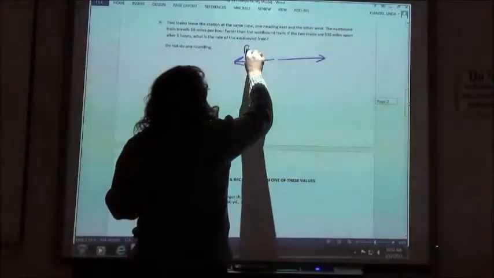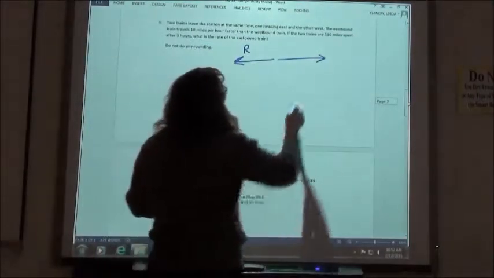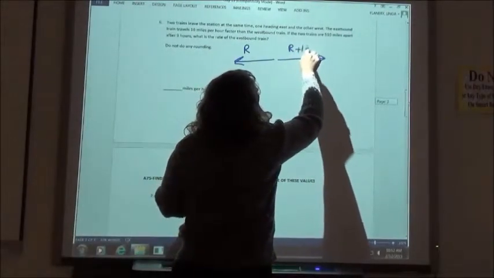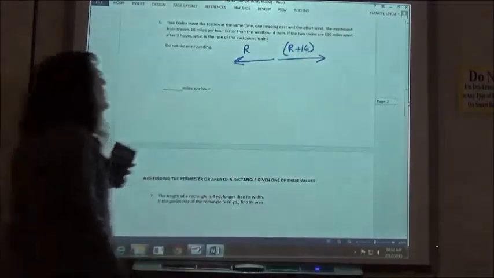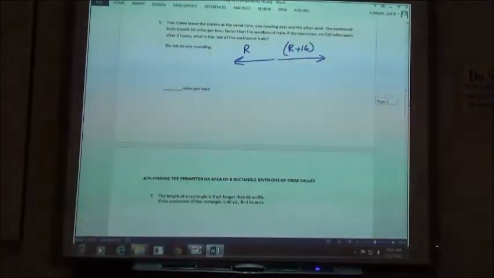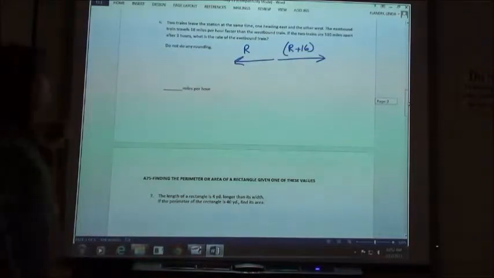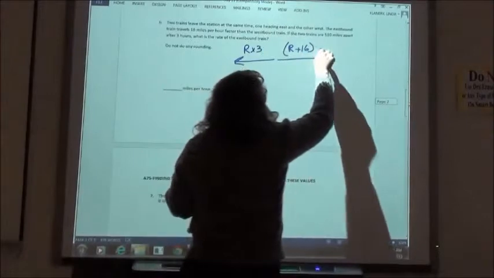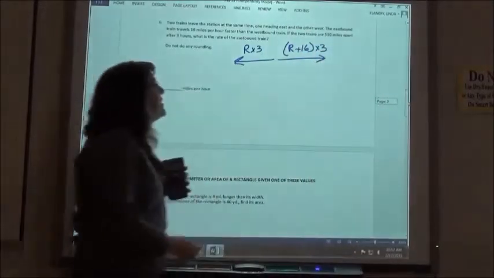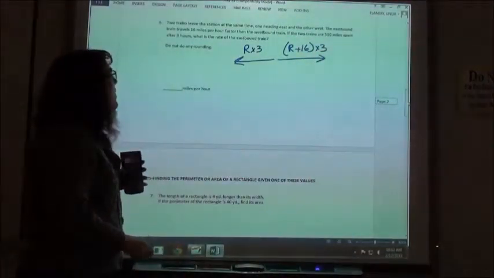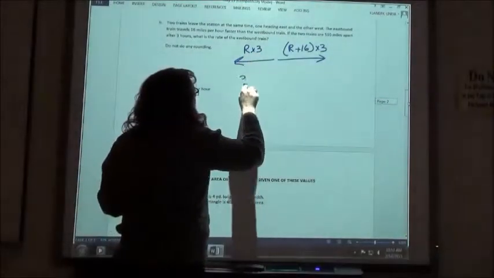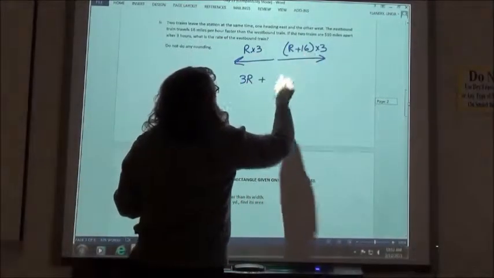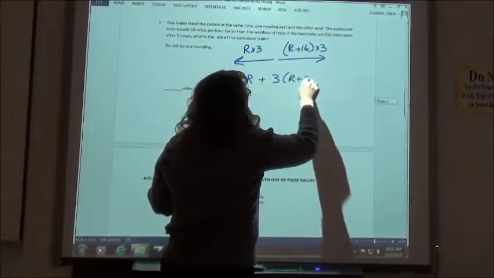We don't know the rate of the one going west, but we do know the one going east is going 16 miles an hour faster. So my rate for my westbound train is going to be R. The rate for my eastbound train is going to be R plus 16. Rate times time. They both went for 3 hours. So I'm going to times them both by 3 hours. We know the total distance was 510 miles. So R times 3 would be a distance of 3R. Here we want to take 3 times R plus 16.